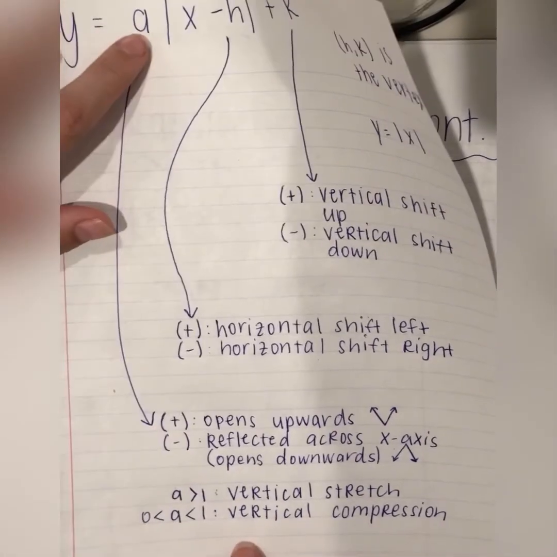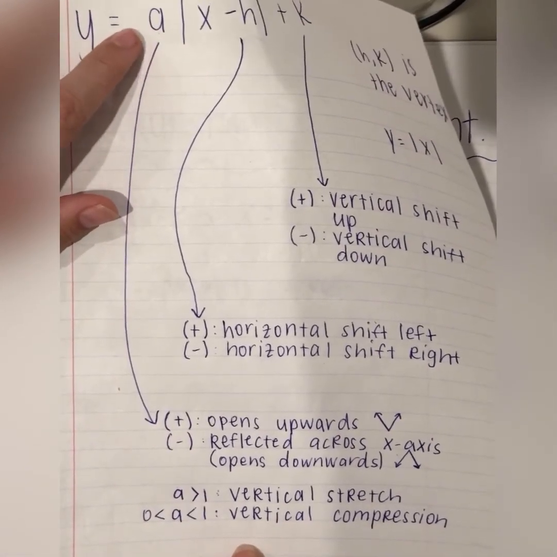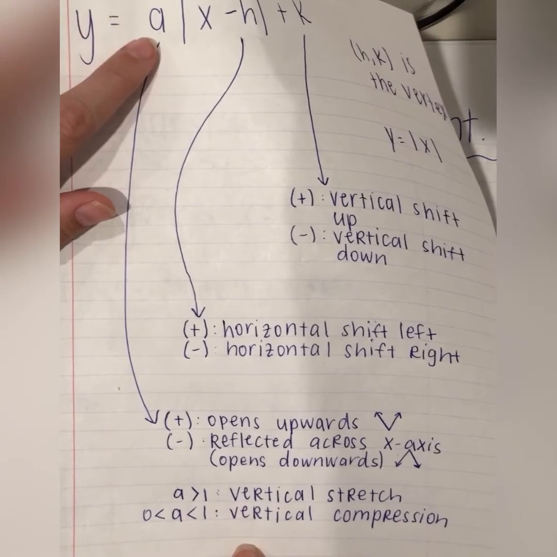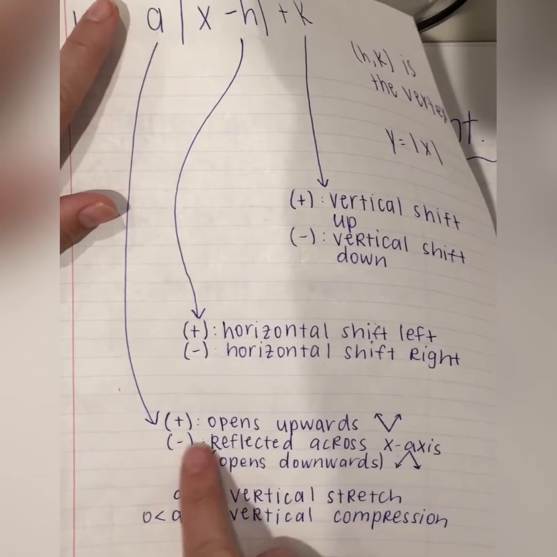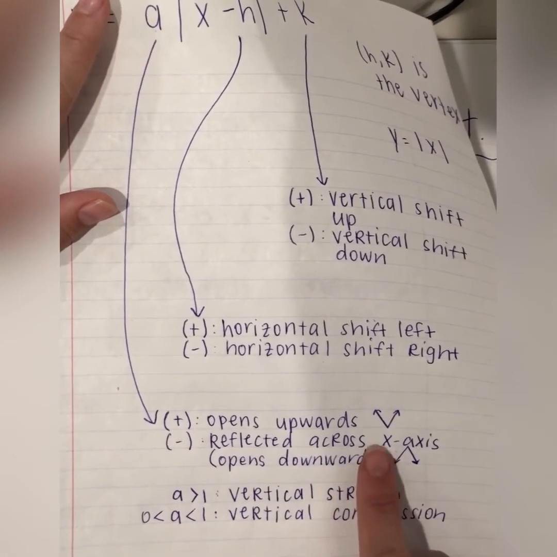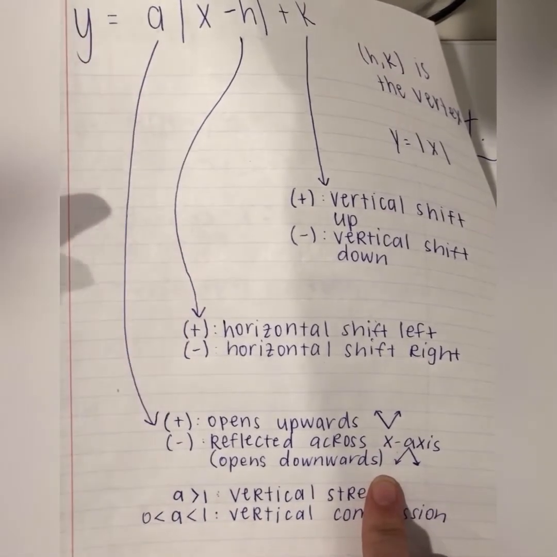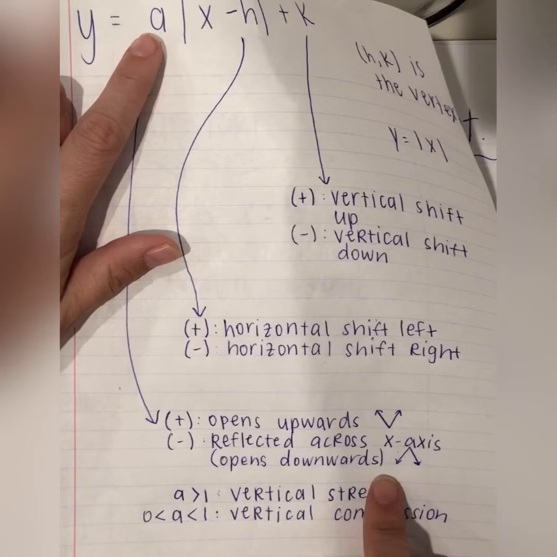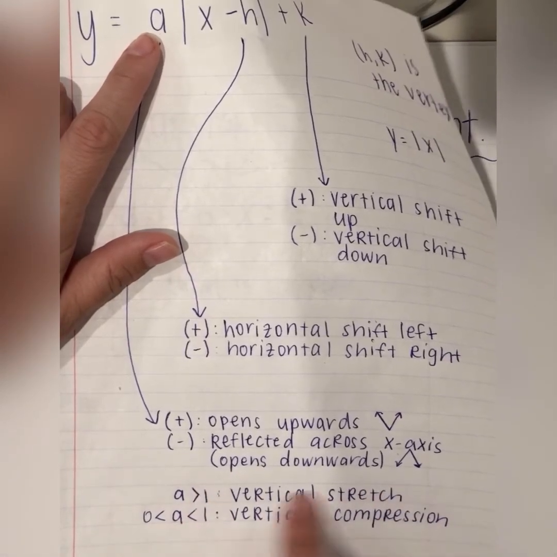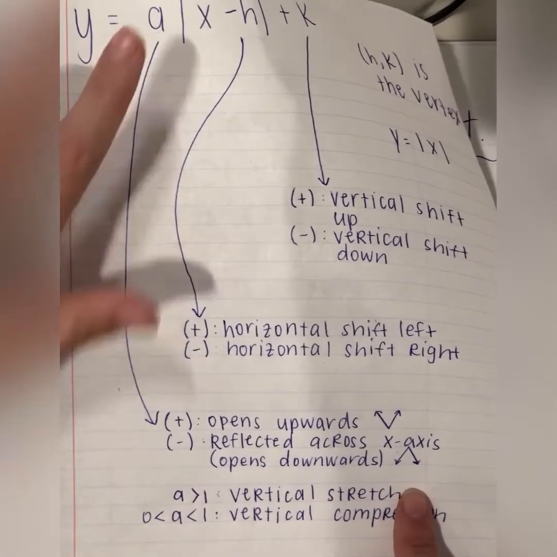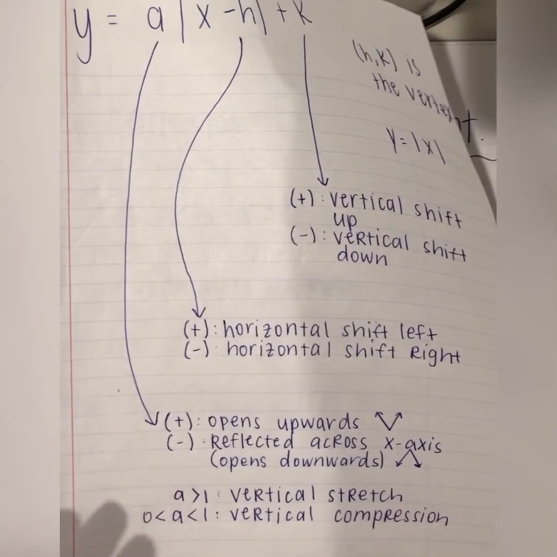But if this number, like I was saying, if this was a negative, we'll say a -3, the negative would make it reflect across the x-axis, meaning it opened downwards. And then we'd ignore the negative and we'd just look at the 3. Since that 3 is greater than 1, it'd be a vertical stretch, okay? We'll get to some examples in a second.